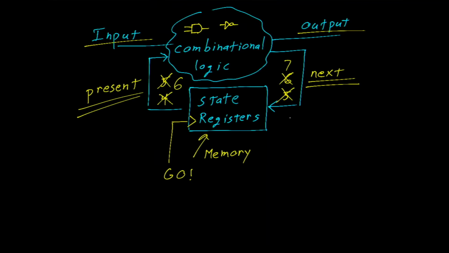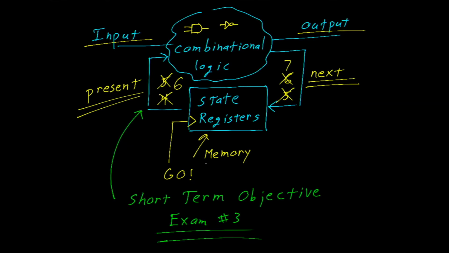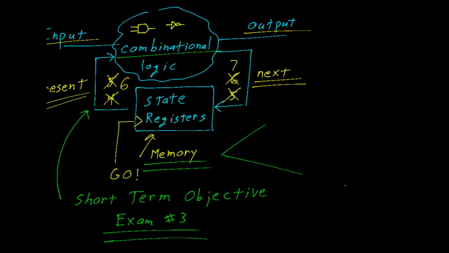Anyway, we're getting ahead of ourselves. We're going to call this structure a short-term objective. Stated another way, it is the main topic for exam number 3. For our purposes today, remember this: there is memory associated with this finite state machine. It is the memory that differentiates combinational logic from the sequential logic. With that said, we're going to step back and take a look at memory.